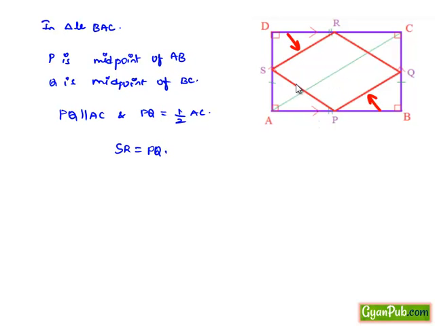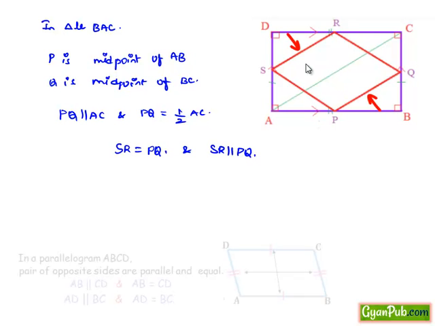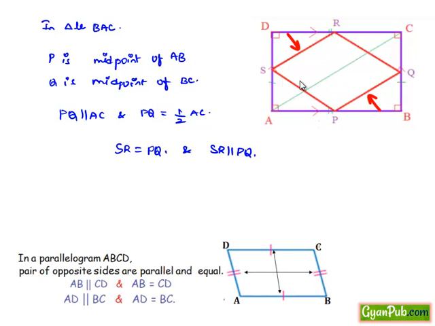Now in quadrilateral PQRS, two opposite sides are equal and here we get another condition, that is SR is also parallel to PQ. Now in the quadrilateral PQRS we got the condition that opposite sides are parallel and equal. So we can say PQRS is a parallelogram.